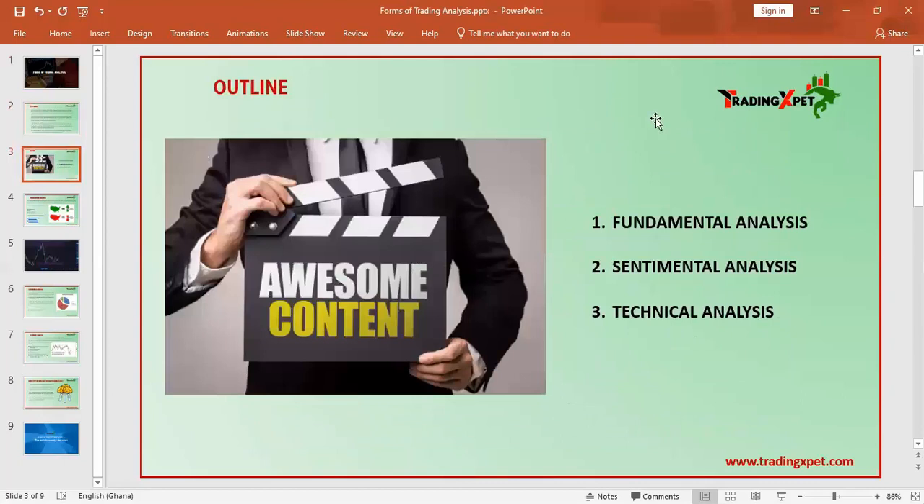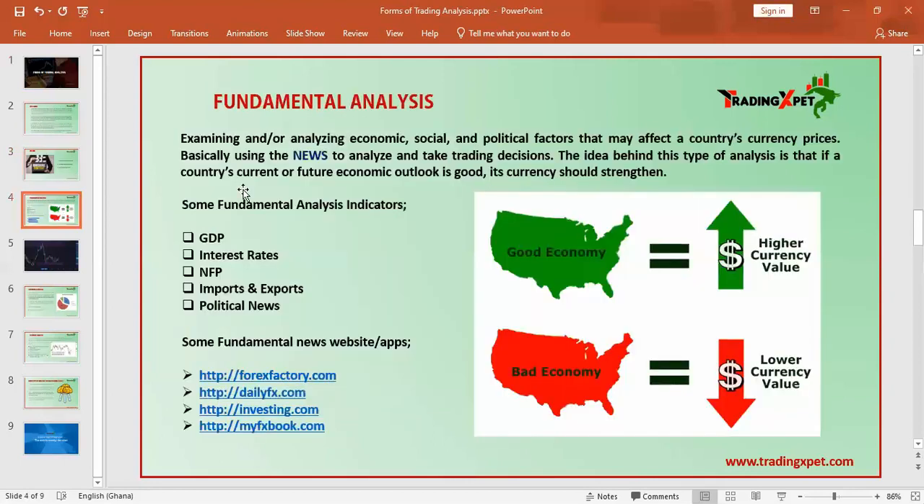So we are going to look at fundamental analysis, sentimental analysis, and then technical analysis. We'll start with the fundamental. Now, as I said the other day, I think on Saturday, fundamental analysis deals with economic and political activities. So basically, news surrounding a country.